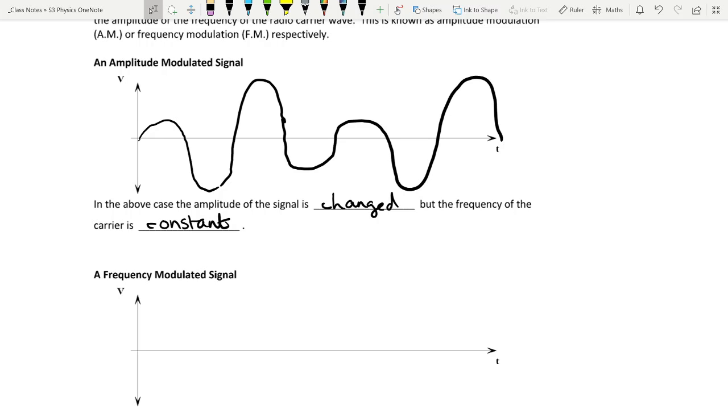Nowadays it's more digital, so it's just sort of ones and zeros being transmitted. But back in the day when you had FM and AM radio stations, that's how signals were encoded and transmitted, by changing the amplitude or changing the frequency. And you could probably guess that a frequency modulated signal has the height doesn't change, but the width changes.